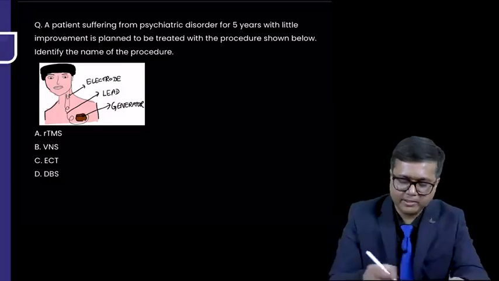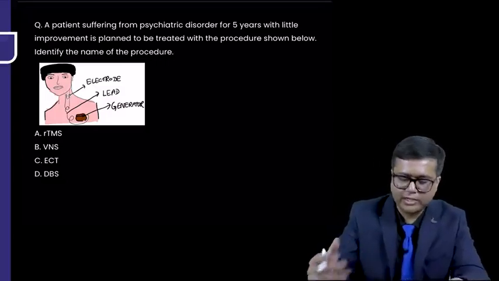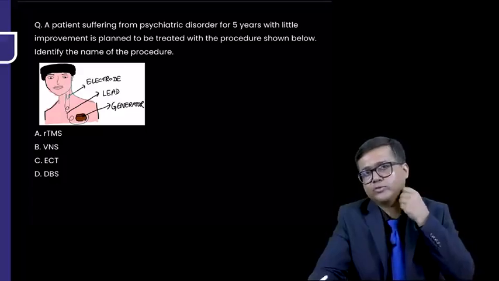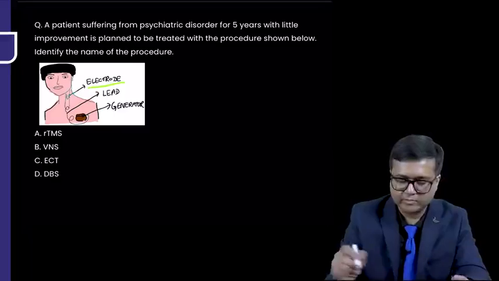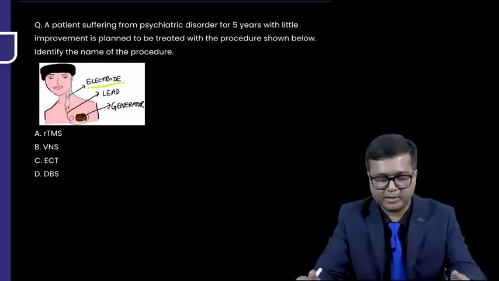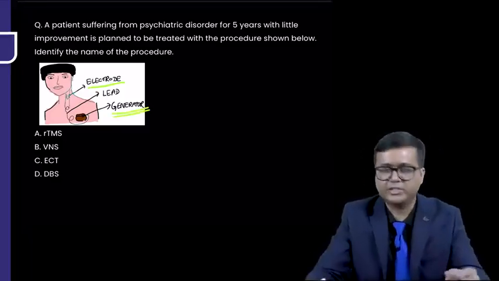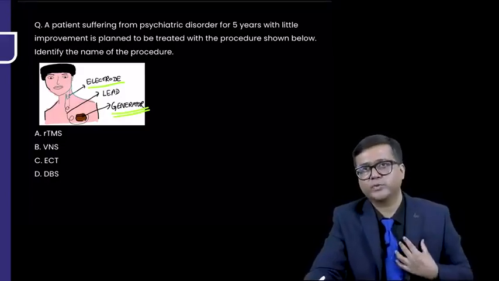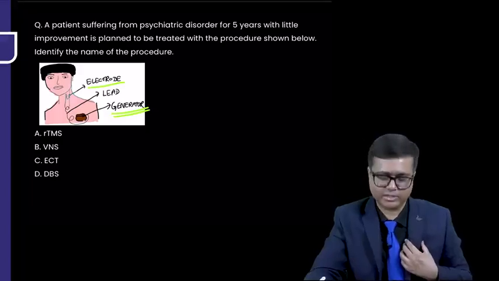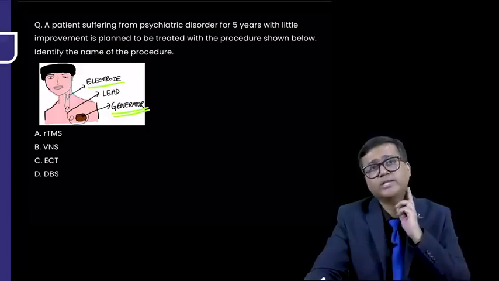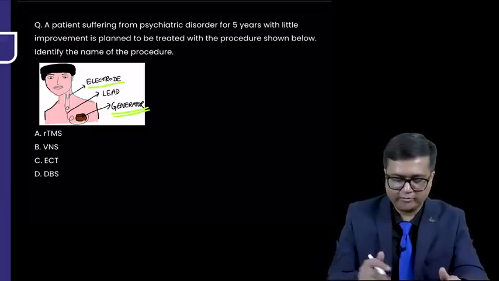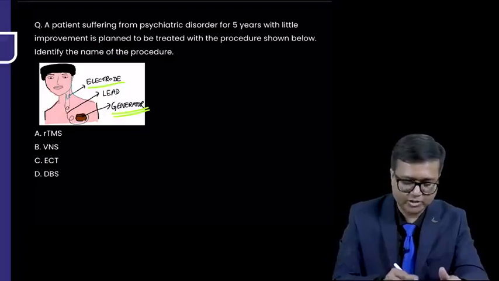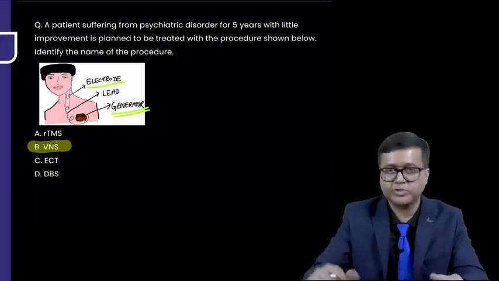If you see on the left side of the neck, one of the nerves is identified, and there is an electrode which is put around that nerve. Then there is a pulse generator which is implanted on the chest. It gives intermittent stimulation through this generator which stimulates this nerve. So what is this procedure? In fact, this procedure is vagus nerve stimulation, option B.